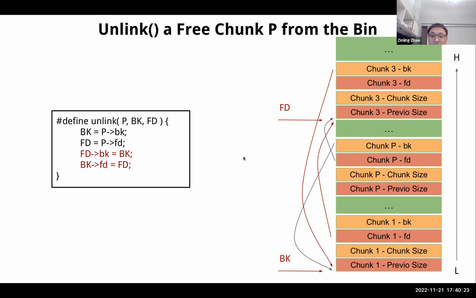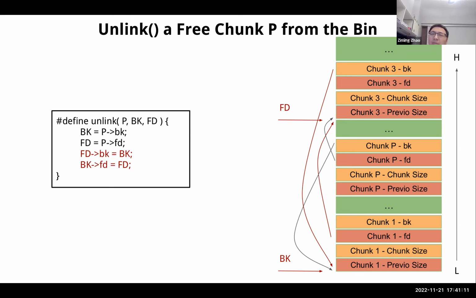So after that, FD's backward, which is chunk 3's backward, will be updated as BK. So we change this pointer from here to here, okay? We also change BK's forward from P to chunk 3. So this pointer is changed to here. So after that, we removed this item from the doubly linked list.